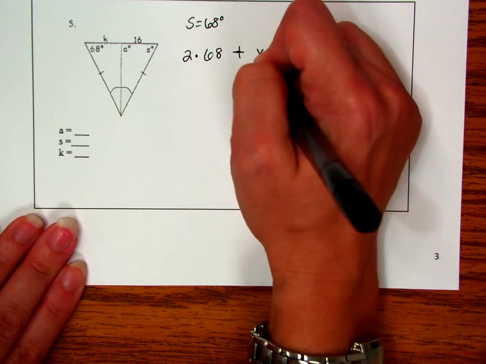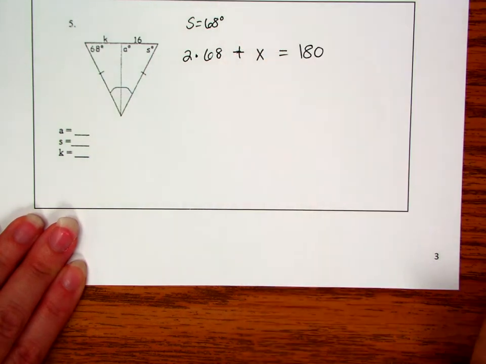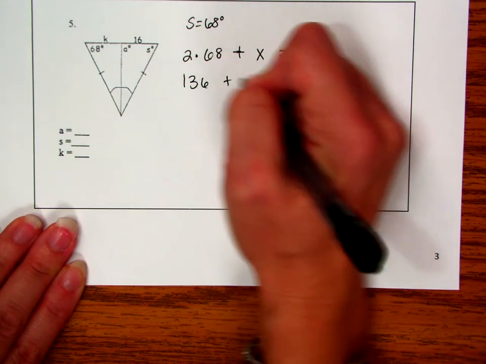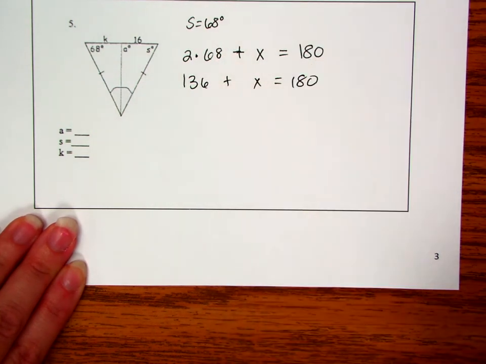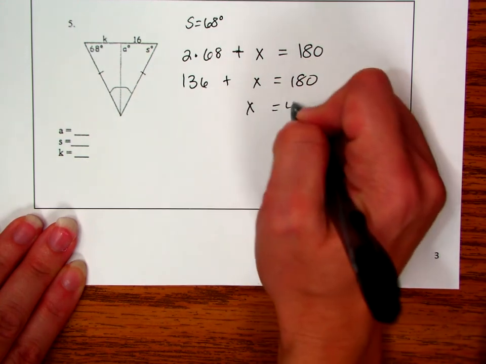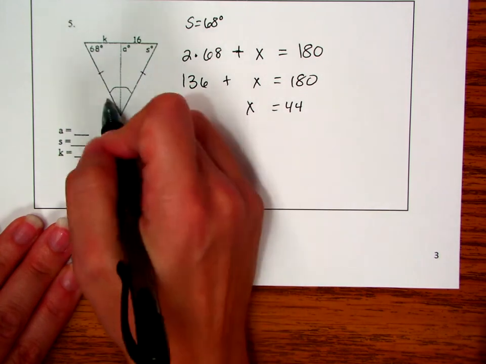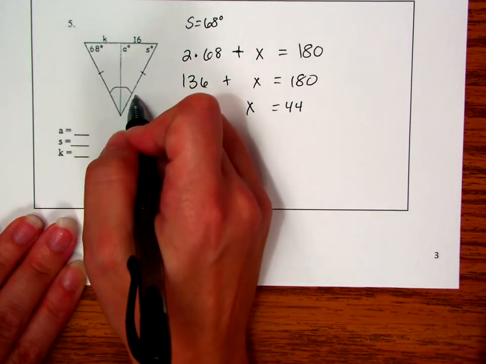So we're going to say x, and again, all 3 of those should be 180. So if we do 2 times 68, we'd actually have that is equal to 136 plus x equals 180. And we're going to subtract that from 180, and we're going to get x is equal to 44 degrees. So this here is 44 degrees.